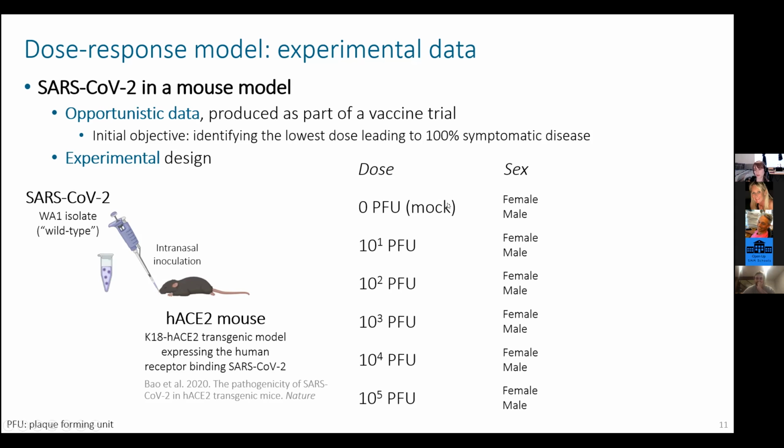For each dose, they consider both females and males. And we had overall lots of individuals, but per group, only a few individuals, with 3 to 5 individuals per sex and dose.